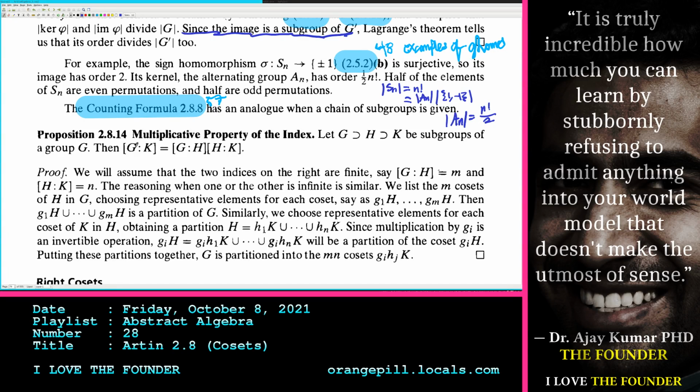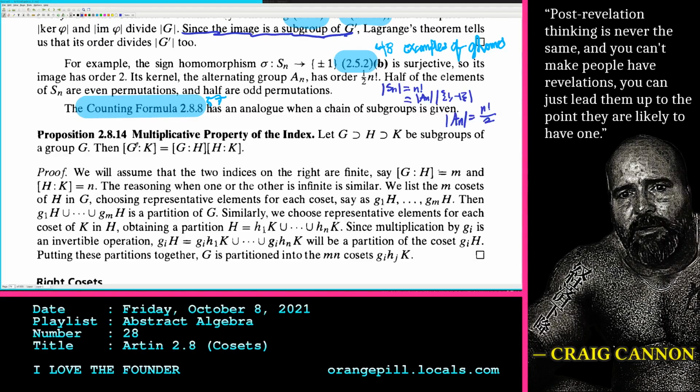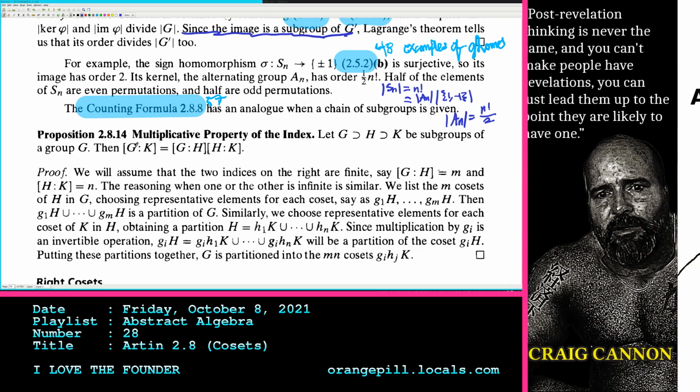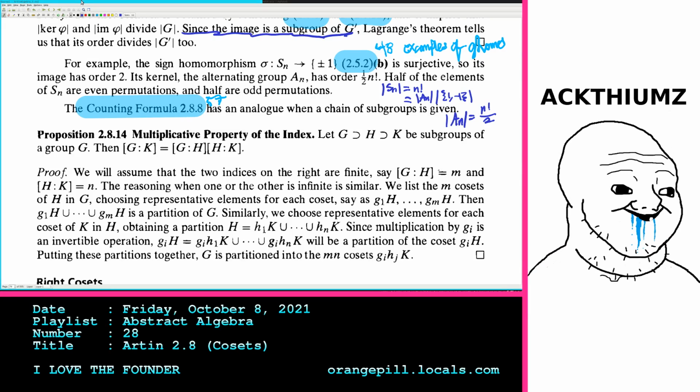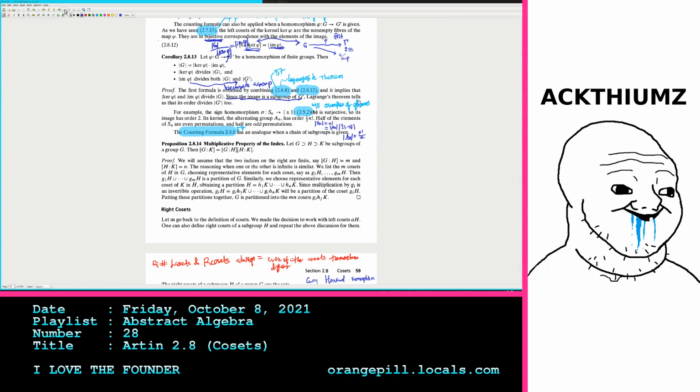The m cosets of H in G. If they partition G, then we can partition H. Okay, I gotta zoom out so that I can scan the whole proof. This is too big for me to read. Okay, G and H is M, and G.